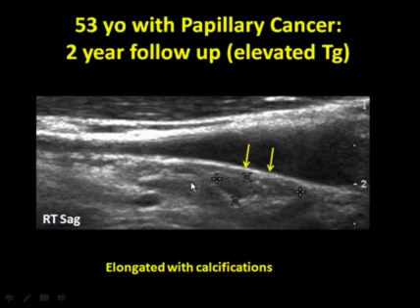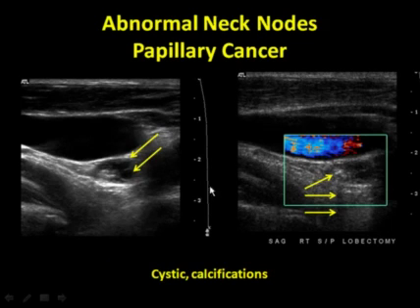to the nodes. Here's another 53-year-old patient with papillary thyroid cancer. On 2-year follow-up, his thyroglobulin had bumped. He has this elongated node. However, it has tiny echogenic foci, which represent microcalcifications, and this was metastatic papillary thyroid cancer. Again, more lesions that are suspicious for metastatic disease in the nodes.